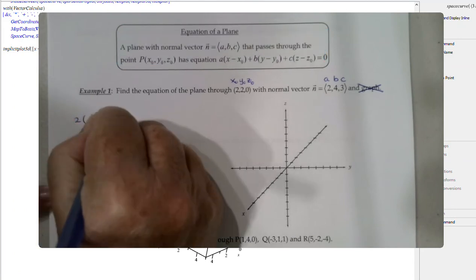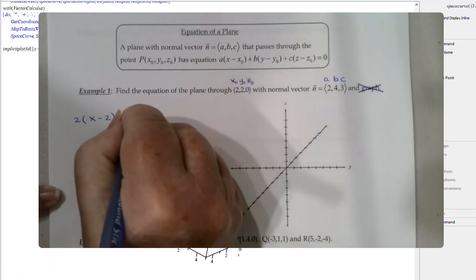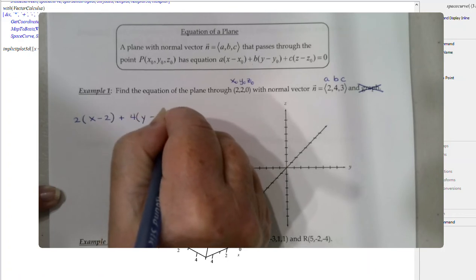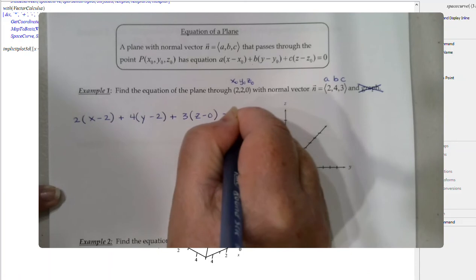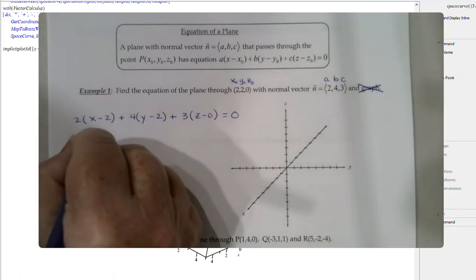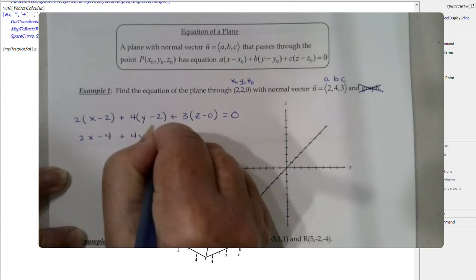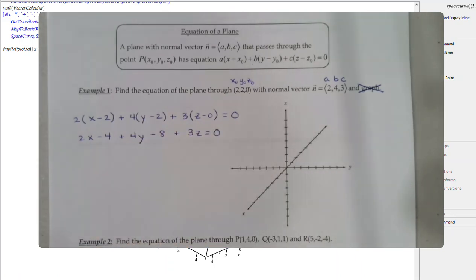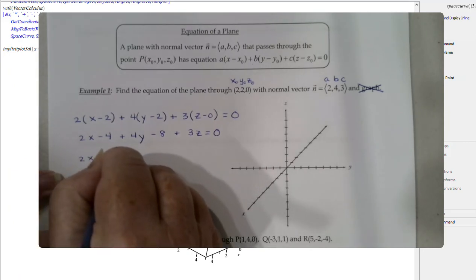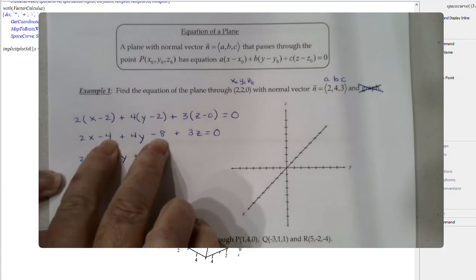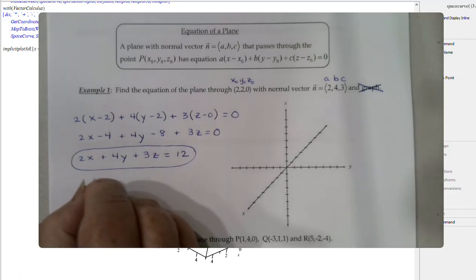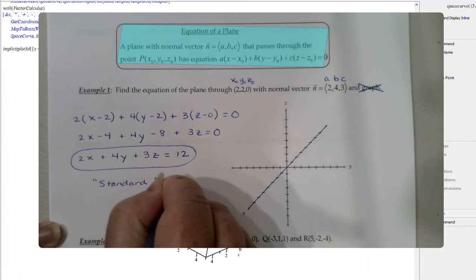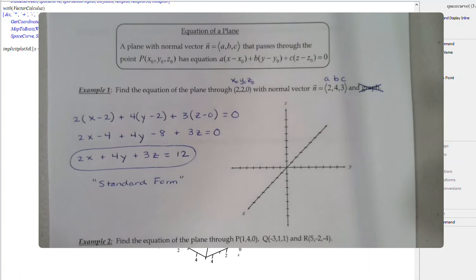2 times x minus 2, plus b is 4 times y minus 2, plus the c, which is 3, times z minus 0, equals 0. I'm going to multiply that all out, and I'm going to keep the variables over here on the left side. 2x plus 4y plus 3z. And then I'm going to take the 8 and the 4, move them over to the other side, so that would equal 12. And that's how I would write my final answer, my standard form for the equation of a plane. It will always look like this: x's, y's, and z's over here on the left equal to a constant on the right.